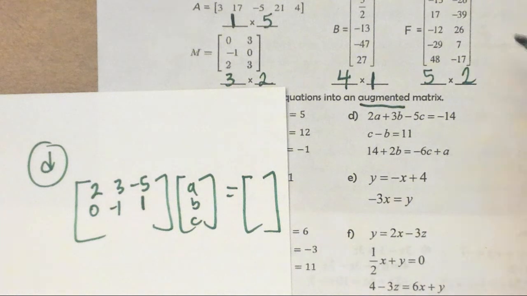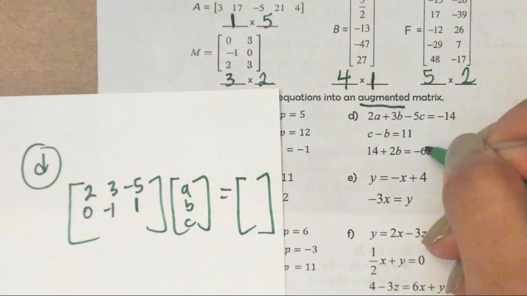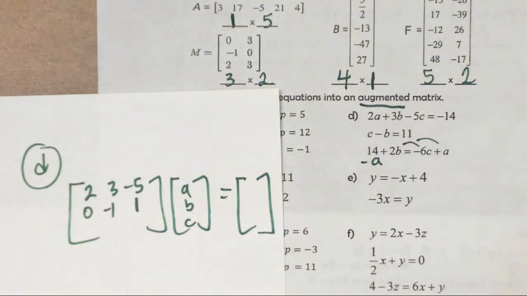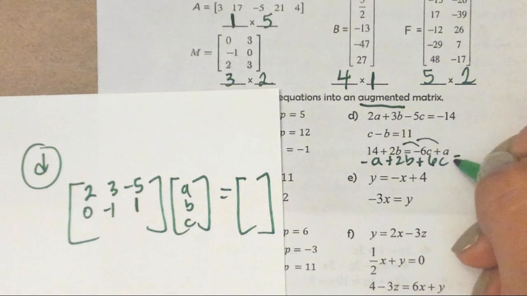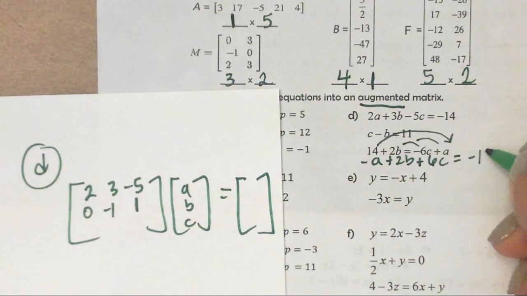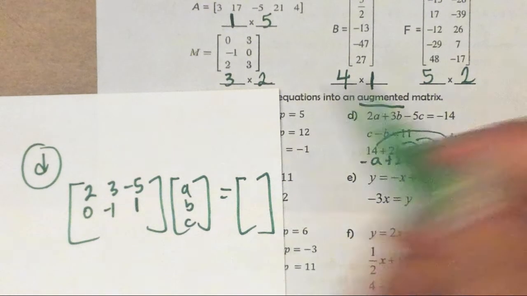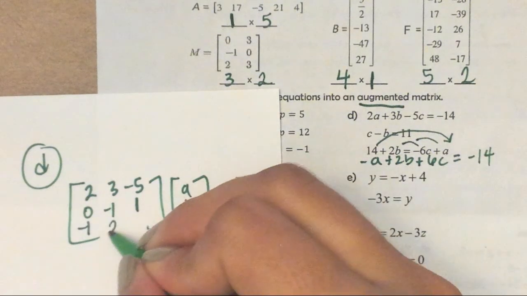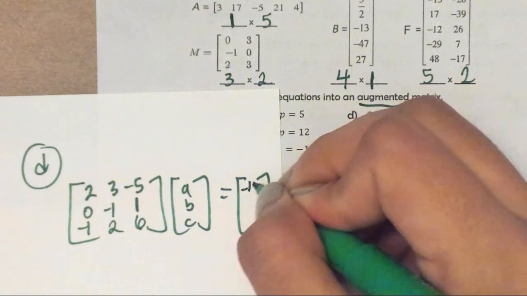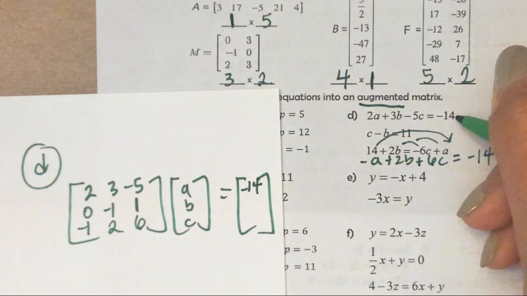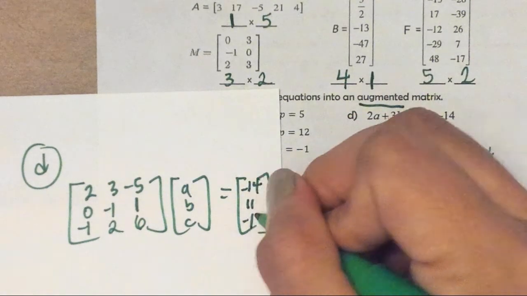So if I move a and c over this way, the signs are going to change. So I have -a plus 2b plus 6c, and then if I move my number to this side, I'm going to get -14. So now when I write it in my matrix, my a is going to be -1, my b is 2, and my c is 6, because it's all lined up, a, b, and c. And then my answer for this one is -14, but my other answers, I have to make sure I write those first. So I have -14 on the top, 11, and then -14 on the bottom.